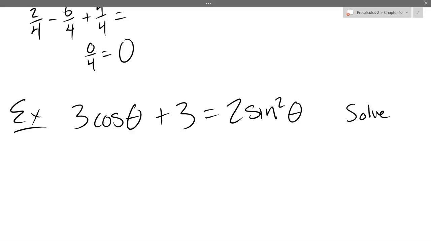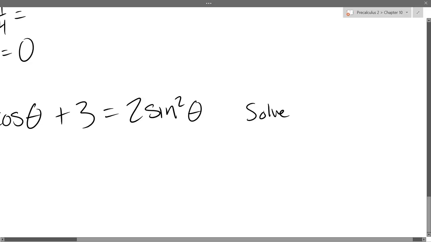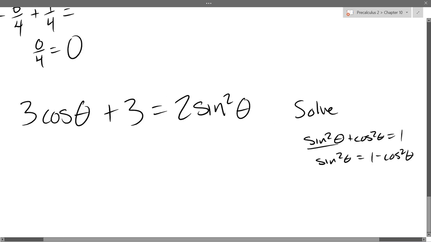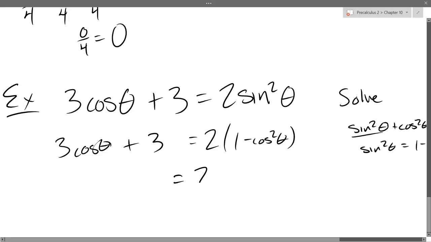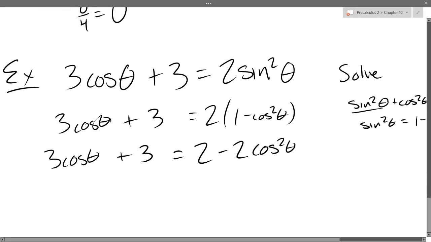So we're going to turn sine squared. If you forgot, sine squared is 1 minus cos squared, that's fine. What you need to know is sine squared plus cos squared equals 1, and we're going to solve for sine squared. So we have sine squared theta equals 1 minus cos squared theta. So we're going to make this substitution now. So now we have a quadratic in terms of cosine.